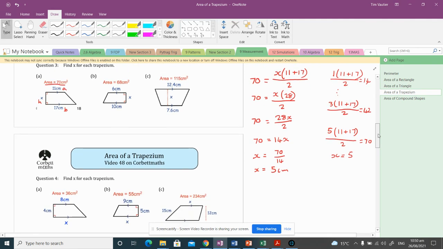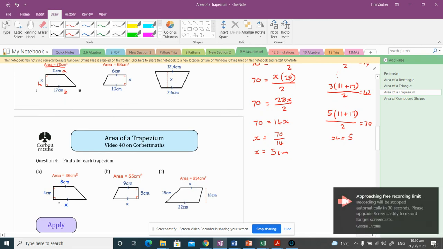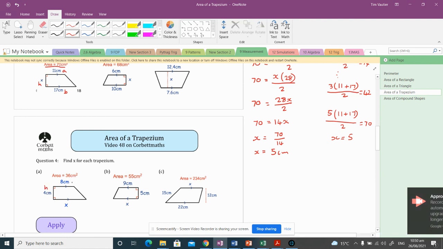You have some of these other ones in question 4, where instead of a height, you actually got the b value. So you could do a similar thing using the formula. If that's a, that's b. Instead, that b in the formula will be replaced with x, and you'll have h and you'll have a values for those. Hope that helps.